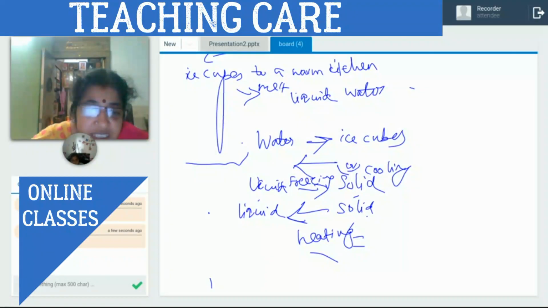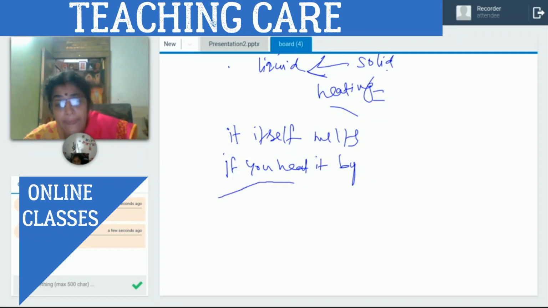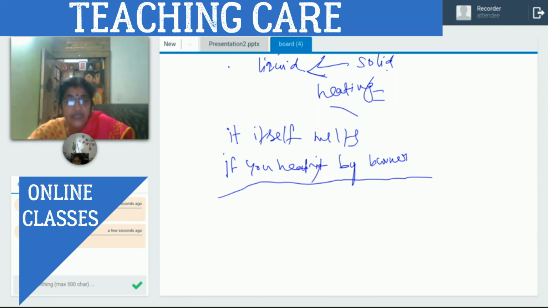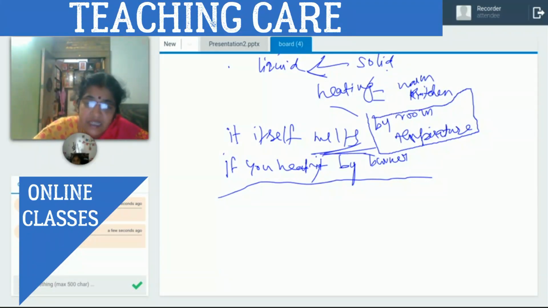If it doesn't, it itself melts. But if you heat it by a burner or something, it will change. So that is heating, but melting is by room temperature, because the kitchen was warm. I told, right? The kitchen itself is warm, so you don't need to do anything. It will just melt. But generally, if it is not melting, if you heat it, it will change into liquid, right?